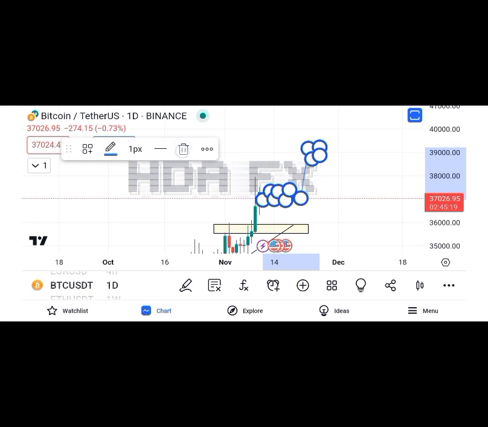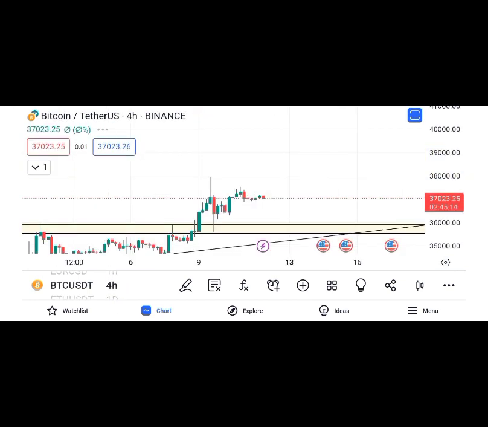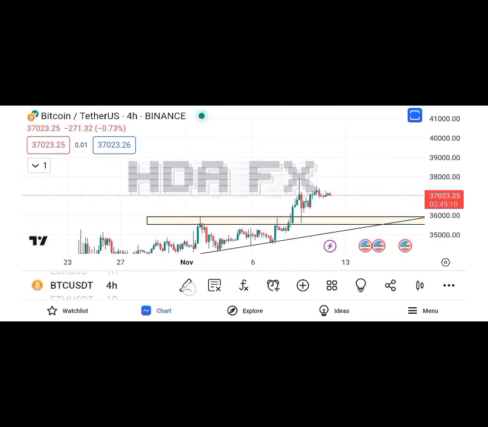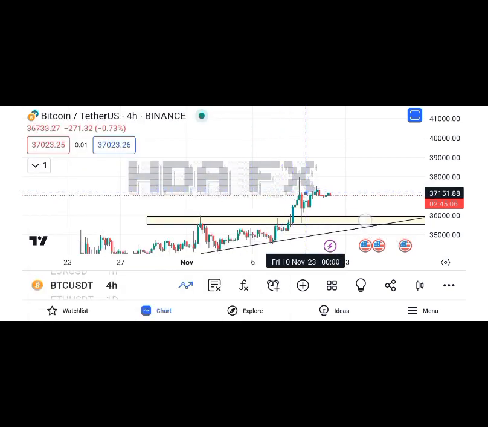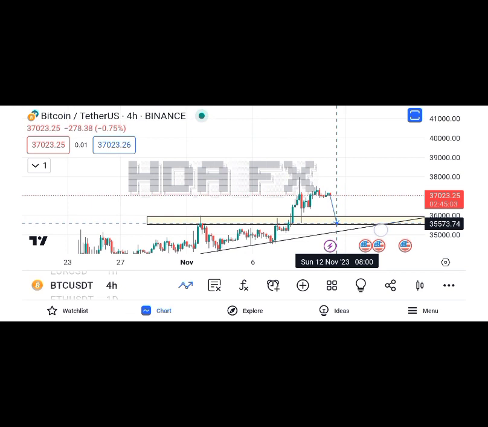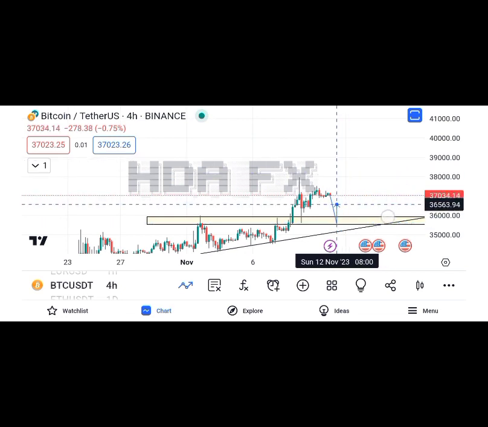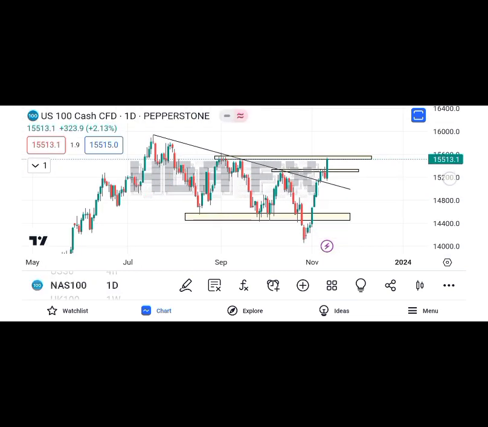But let's move down to the 4-hour time frame so that I get a clearer picture. So moving down to the 4-hour time frame, like I said, the same analysis. Nothing changes here. We wait for a retest to this zone here, then we buy. Or that range and spike thing can happen on Bitcoin. So this is my simple analysis on Bitcoin.